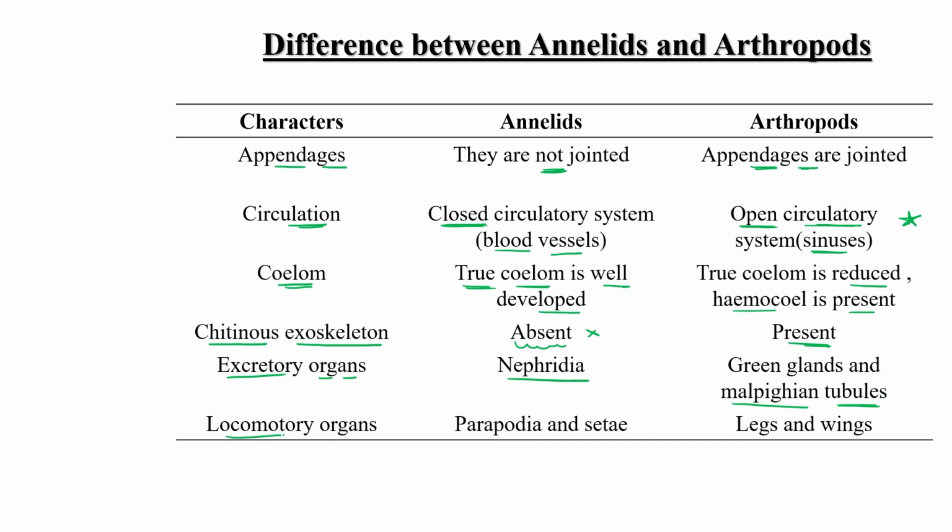The last one is locomotion. The locomotory organs in Annelida are parapodia and setae. These are the locomotory organs of all the animals belonging to this phylum. While in Arthropoda, they have jointed legs and wings also. So they have legs and wings for locomotion, while in Annelida, parapodia and setae are there. This is how you can compare Annelida and Arthropoda, and analyze the unique characteristic of each phylum.